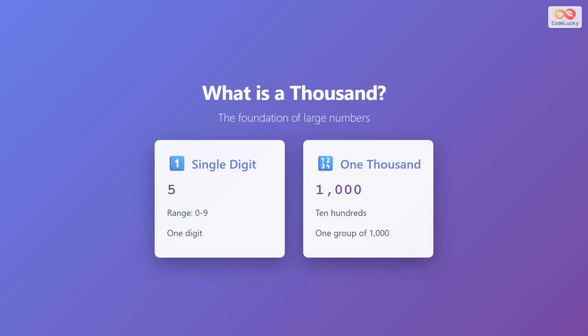Let's understand what 1,000 means. 1,000 is written as 1,000 or 1000. 1,000 equals 10 hundreds. In other words, if you have 10 groups of 100, that makes 1,000. This is the starting point for all large numbers.